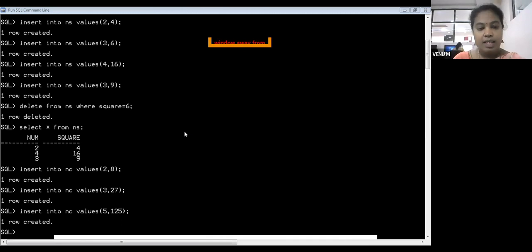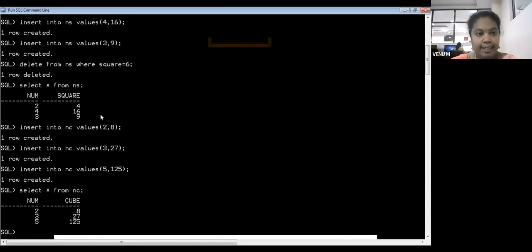Okay, so now we have to select from the tables. Select the values for num cube. So these are the two tables, right? One is the square table and one is the cubes table. The numbers have some differences. Here 2, 3, 4 is there, and 2, 3, 5 is there. Now we have to perform the join.